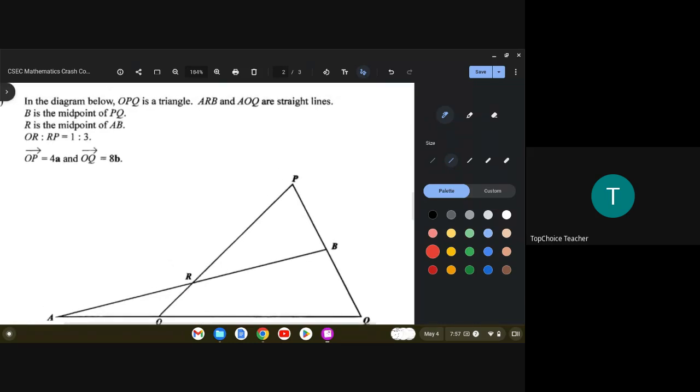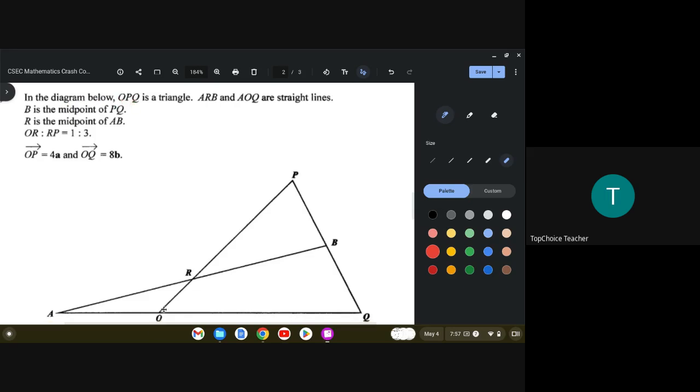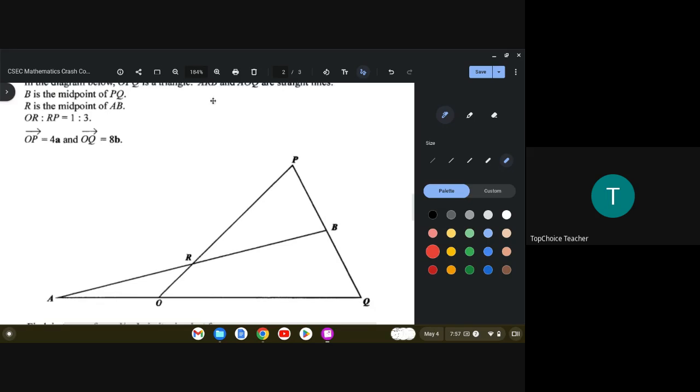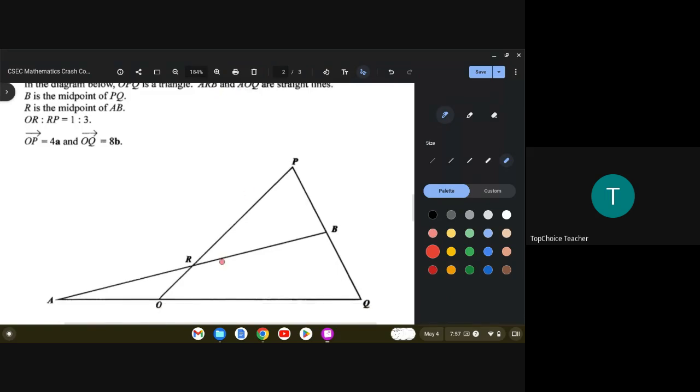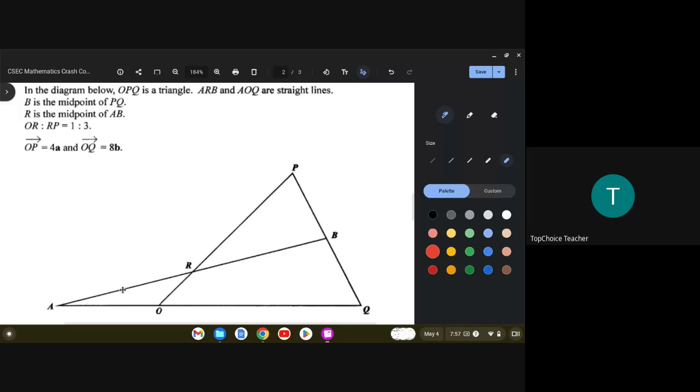They gave us some information here. Normally we just talk for a few minutes after, but let's just do the whole question and finish the paper. In the diagram below, O, P, and Q is a triangle, as you can see. A, R, B is a straight line, and they say that A, R, B and A, O, Q are straight lines. Where's AOQ? AOQ is the line on the bottom. So these are two straight lines we are seeing.